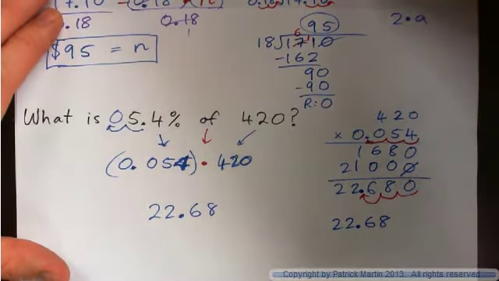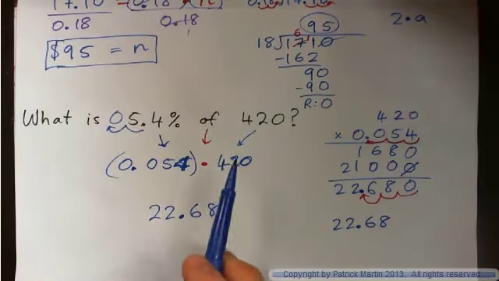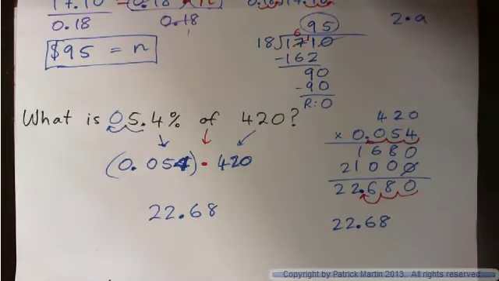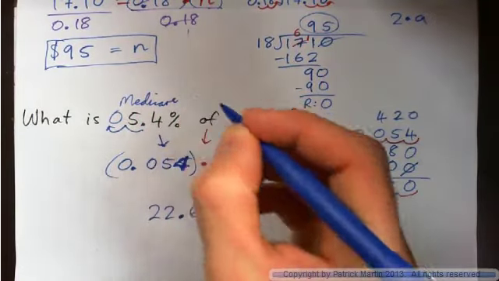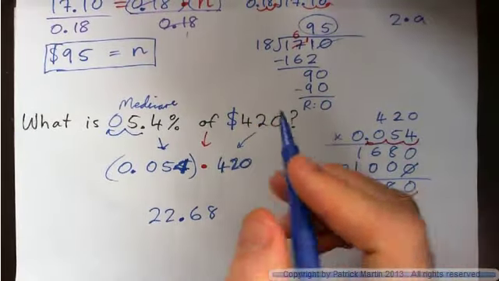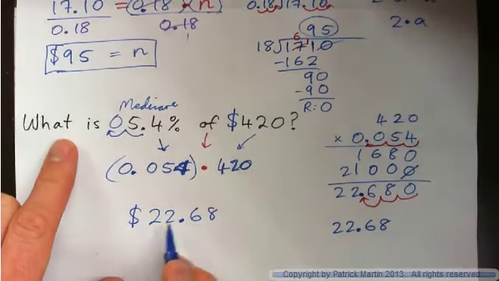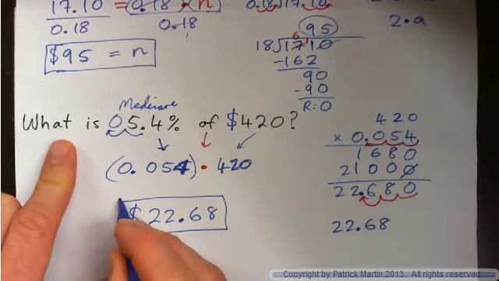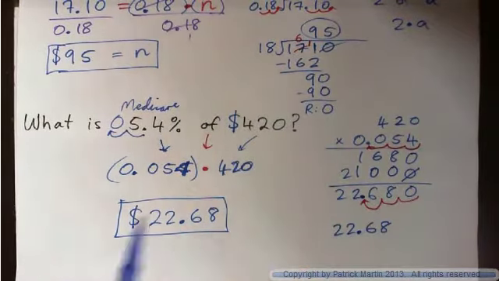If this was a real life example, it would be like saying, let's say your Medicare tax on your wages is 5.4%, and your weekly wage is $420. 5.4% of that becomes $22.68. So that's your Medicare tax per week on your wages of $420, right?